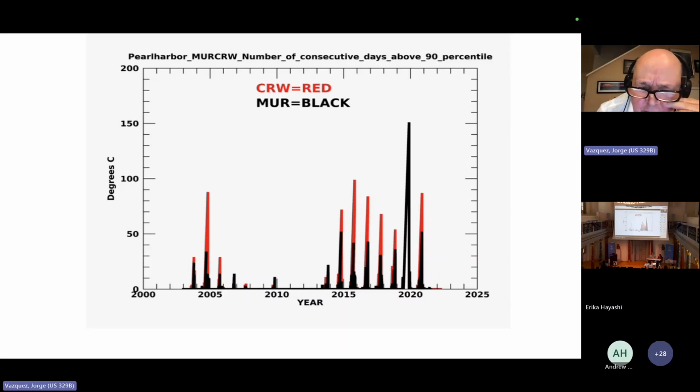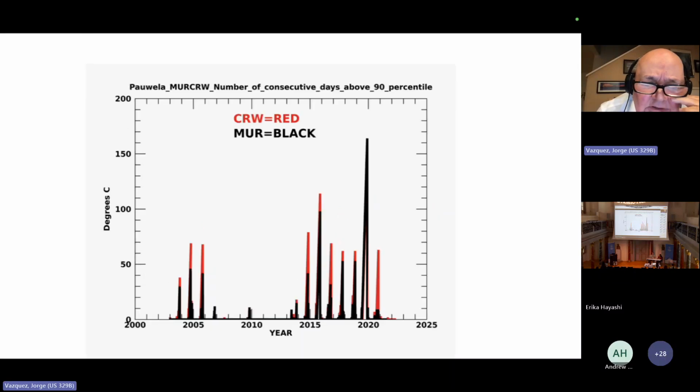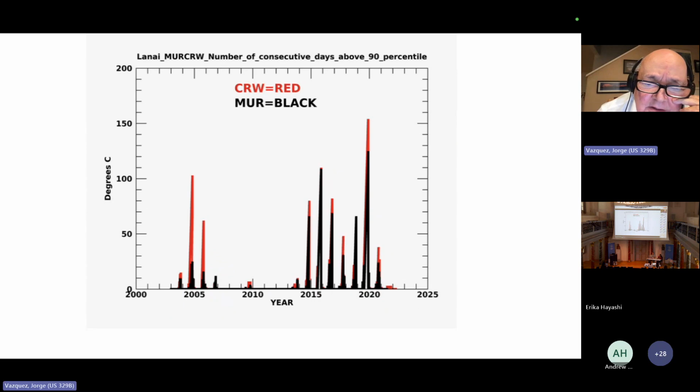And again, this is for Pearl Harbor and Coral Reef Watch. Muir is in black and Coral Reef Watch is in red. And then this was for Pauela. And you'll see again the dramatic changes that happened past 2015. And again, this is Coral Reef Watch and Muir is in black. And then this is for Lanai.